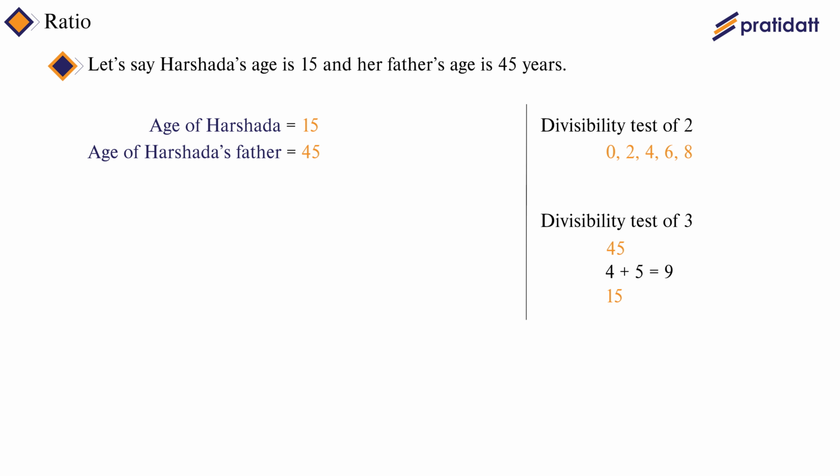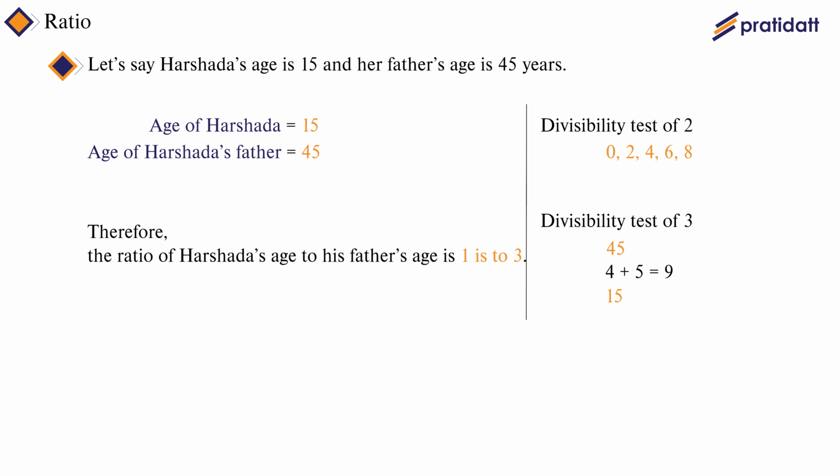We will get 15. By simplifying further, we will get 1 upon 3. Now come to our topic of ratio. Therefore, the ratio of Harshada's age to her father's age is 1 to 3.